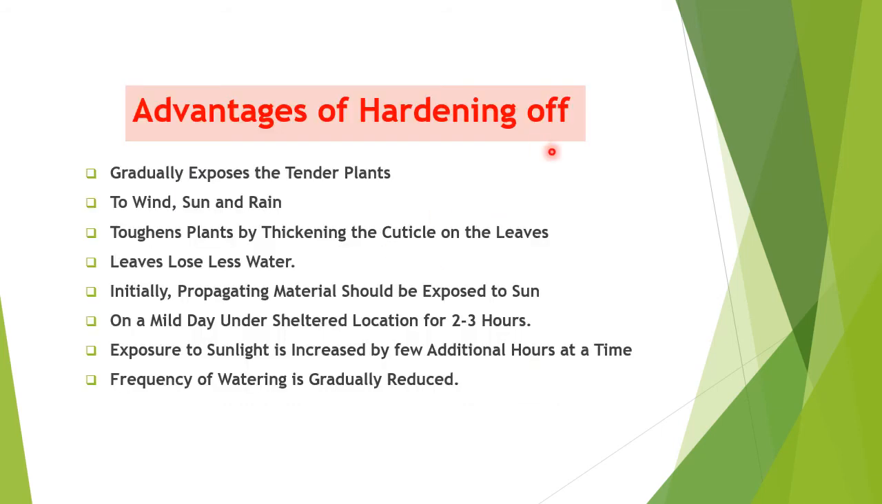Advantages of hardening off are basically that it gradually exposes the tender plants to wind, sun, and rain, and toughens the plant by thickening the cuticle on the leaves. Leaves lose less water. Initially, propagating material should be exposed to sun on a mild day under sheltered locations for 2 to 3 hours. Exposure to sunlight is increased by a few additional hours at a time. Frequency of watering is gradually reduced.